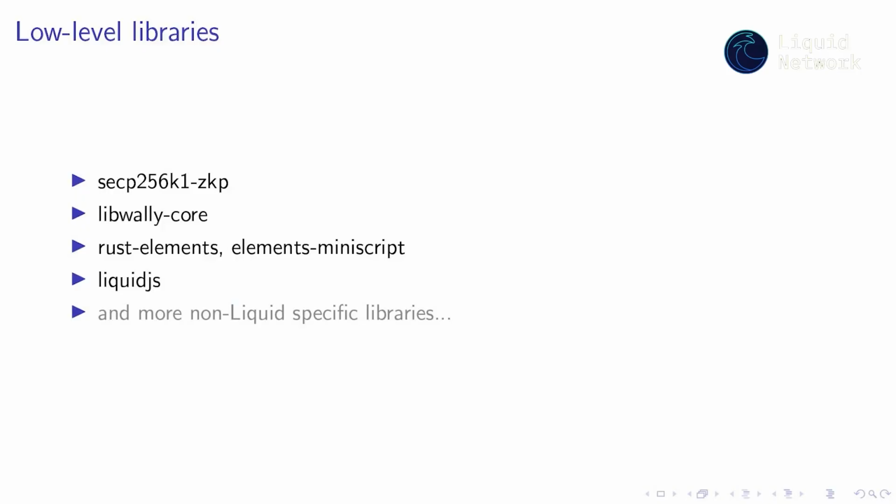So these are the low-level libraries that are available. The first one is the zero-knowledge group version of secp, and that's included inside the other libraries. And then we have libwally. Libwally is a set of utility functions for Bitcoin and Liquid wallets. It's written in C, and it has an interface that is focused on performance.